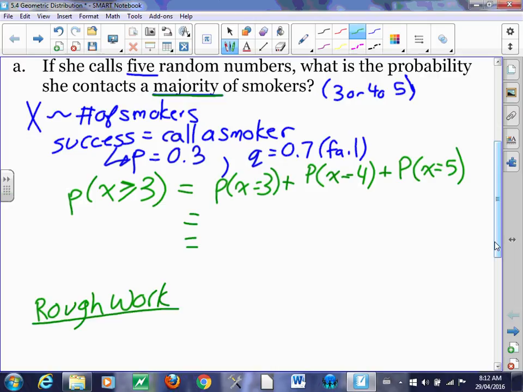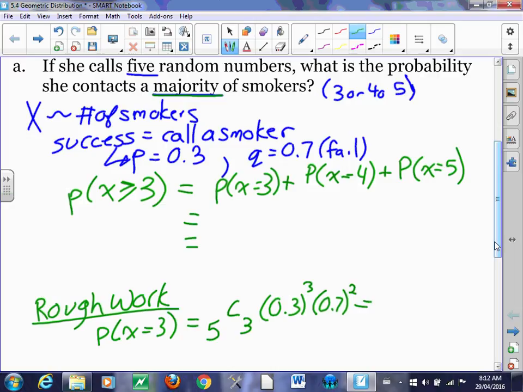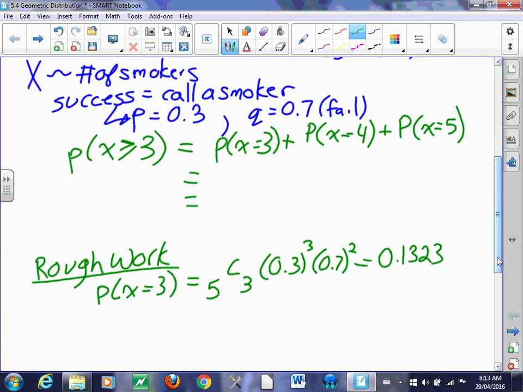Or if you have a side margin, you can do it too, but you might need the bottom part. So how do we figure out the rough work when X equals 3? All right, well, how many are we calling total? We're calling 5, and we're choosing all 3 callers to be smokers, right? So that's going to be 0.3 raised to the 3, because there's 3 successes, meaning there's 3 smokers. And out of the 5 calls, there's 2 that are non-smokers. So you plug that in your calculator, folks, and you get 0.1323. Okay, that's one scenario.